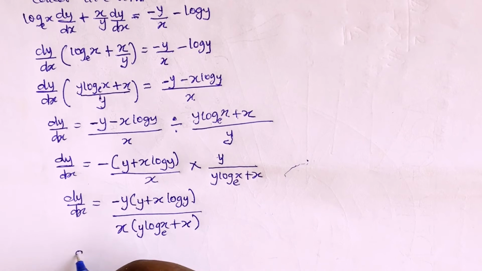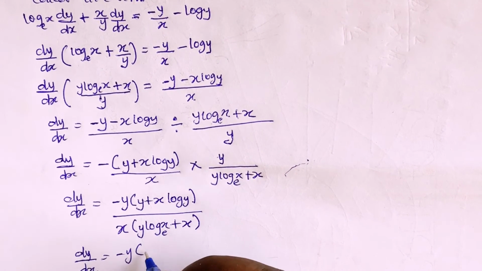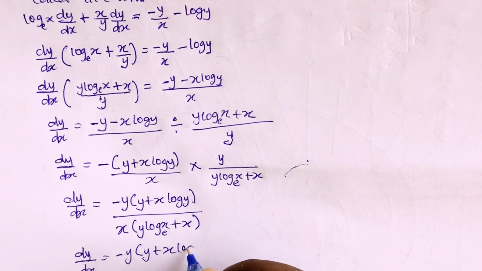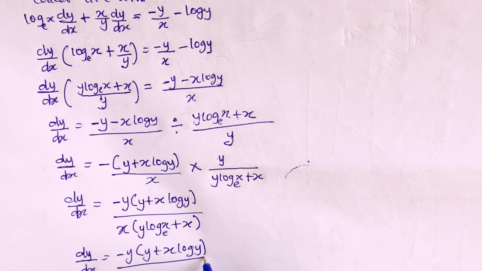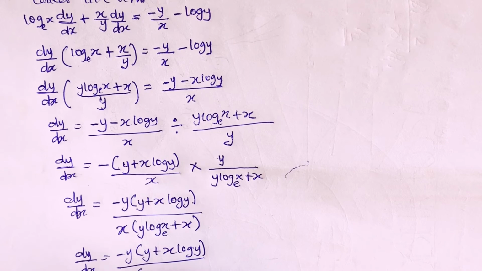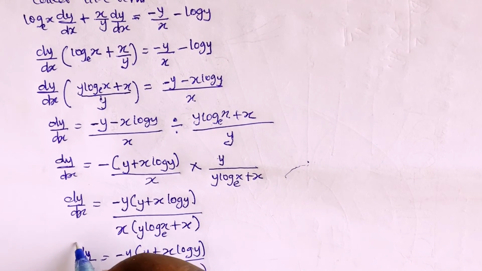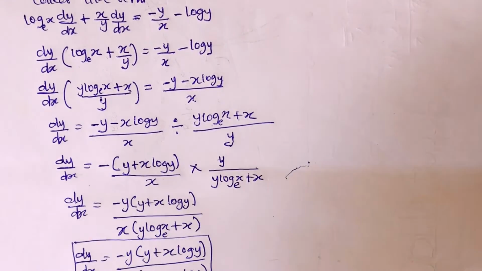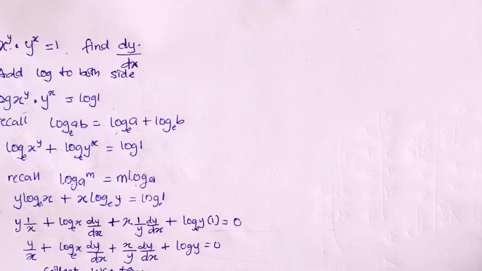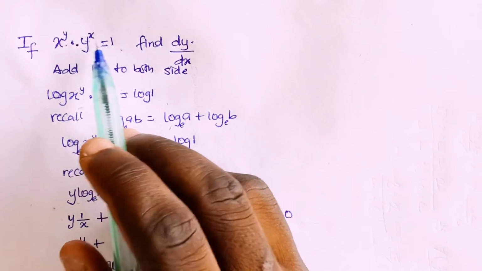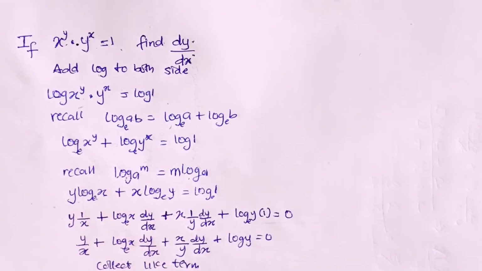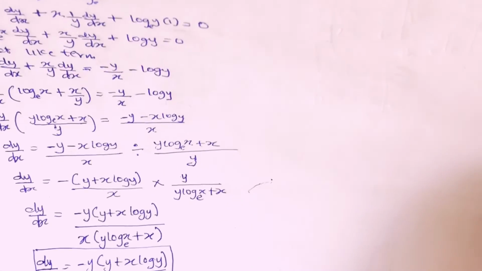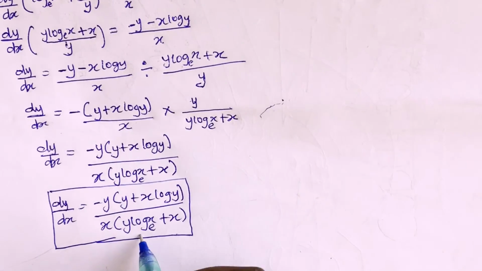So in this case now, my final answer, dy over dx equals to minus y into brackets y plus x log y all divided by x into brackets y log x base e plus x. So this is my final answer. Can you see it now? So now the derivative of this question, if this equals to this, you find dy/dx. So the answer is simply this. Can you see it?